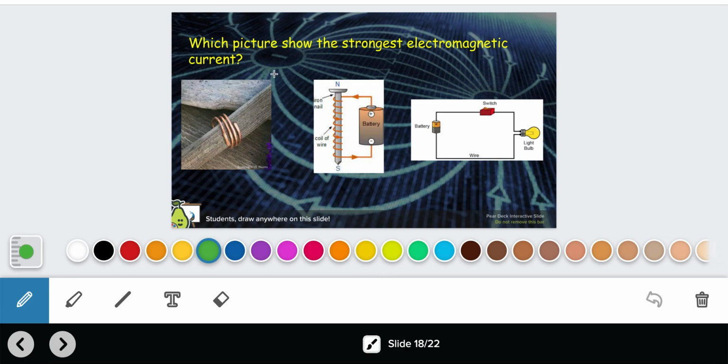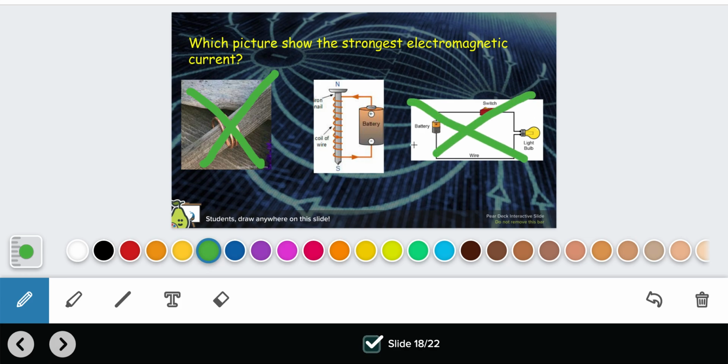If you said the first picture, well, that can't be right, because even though it's a copper coil, it's wrapped around wood. That's not going to give you any kind of power. No electromagnetic field. If you said this third picture, you're getting closer, but it's just a single circuit. There's nothing special that they really changed. And the power source, it looks like a C or D battery. It's just 1.5 volts. So although it will produce an electromagnetic field, it's not the strongest one here.